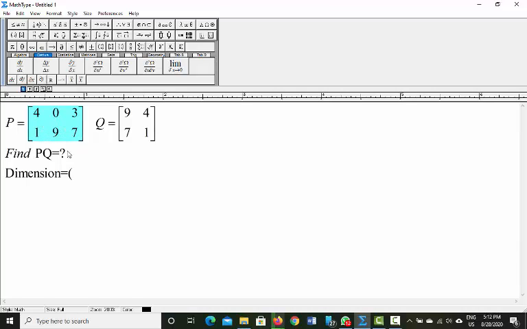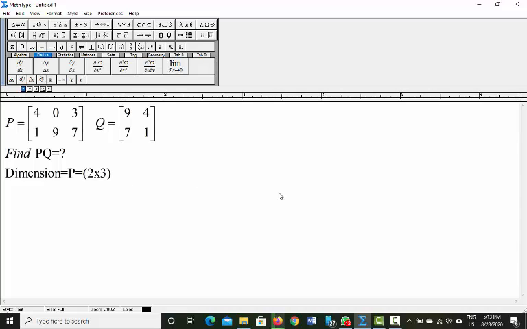So the dimension of this matrix is, we have two rows. As I said before, you need to first identify how many rows there are. So in this matrix we have two rows and three columns. That means the dimension of this matrix is 2 by 3. So this is matrix P.